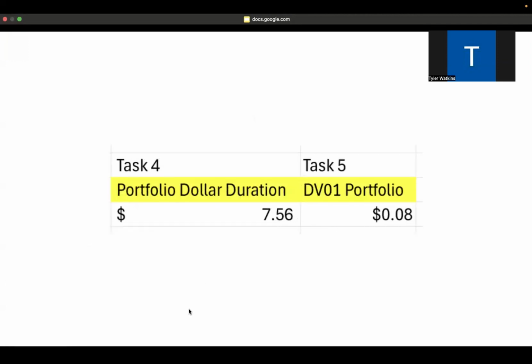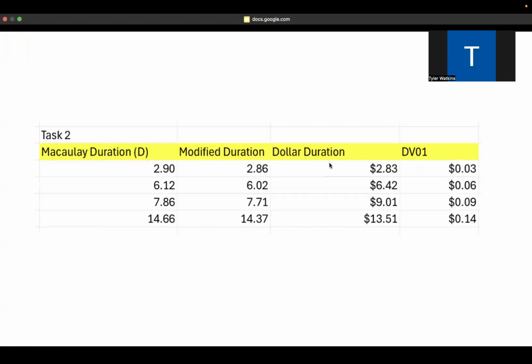Task 4, we then calculated the dollar duration for each bond in the portfolio. Here's the portfolio dollar duration, and then the dollar duration for each bond. So, found right here.